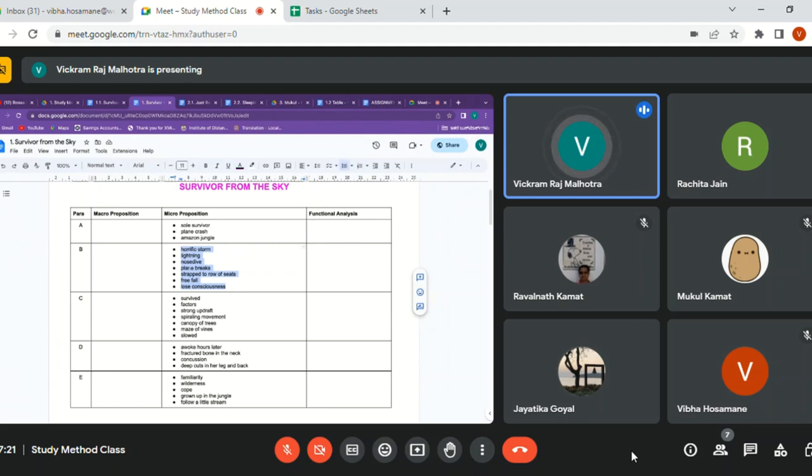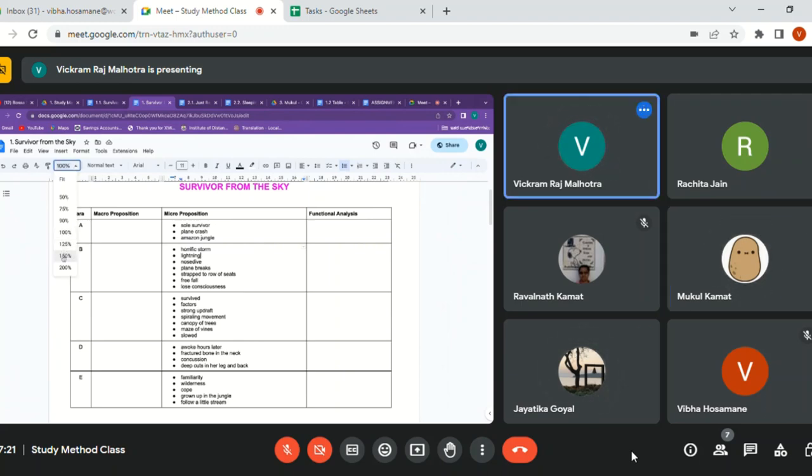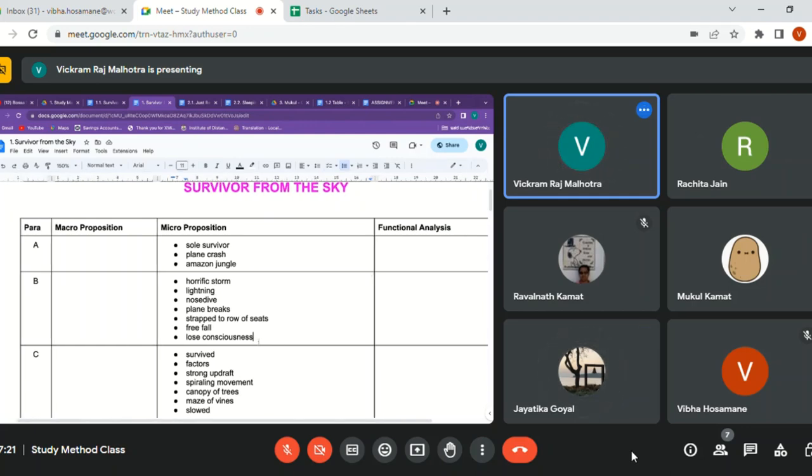Could you read, please, Mukul? Horrific storm, lightning, nosedive, plane breaks. Stuck to row of seats, free fall, lose consciousness. Yes, correct. So now tell me, what do you remember from these points?